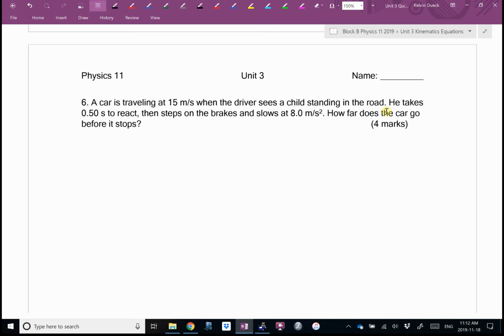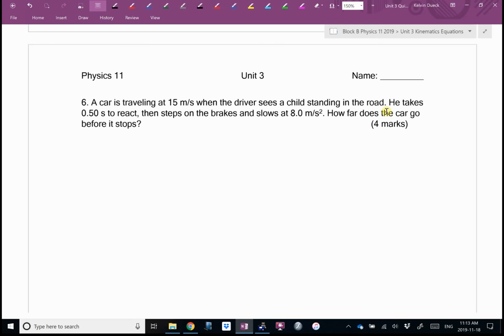How would I solve this? So a car is traveling at 15 meters per second when the driver sees a child standing in the road. He takes 0.5 seconds to react, then steps on the brakes and slows at 8 meters per second squared. How far does the car go before it stops?